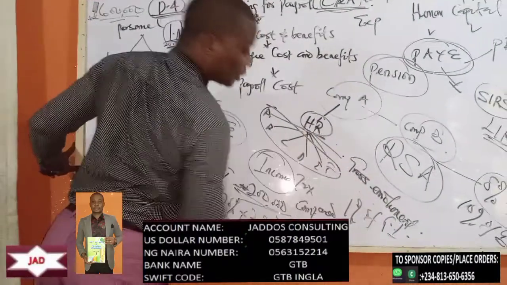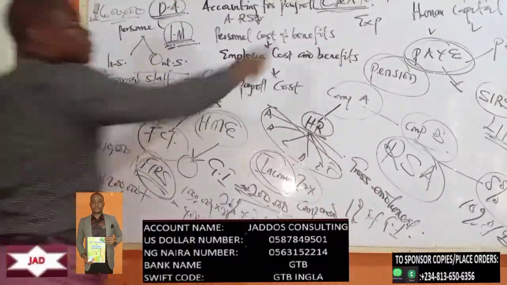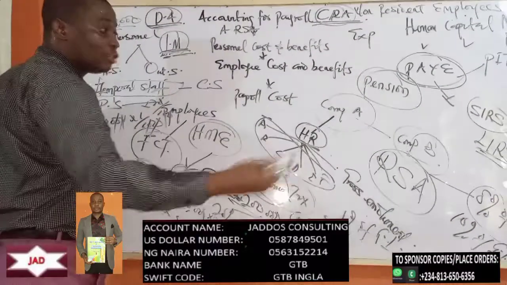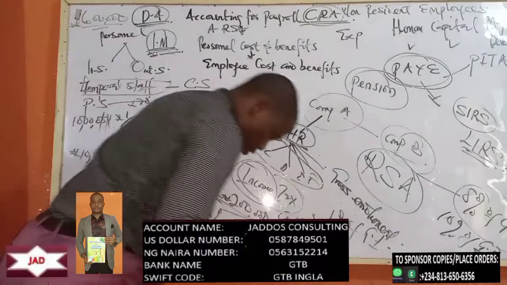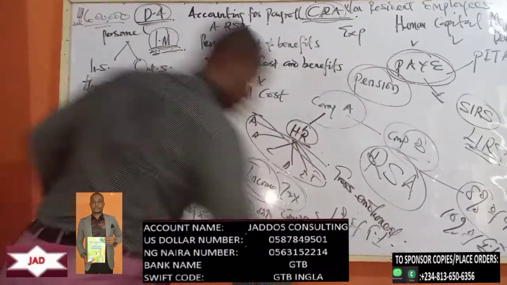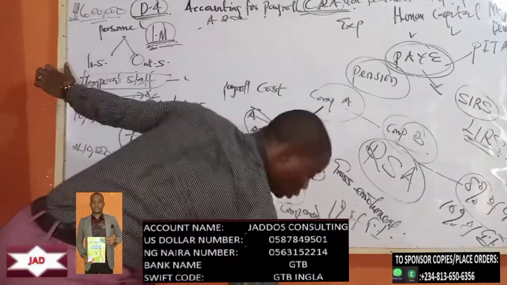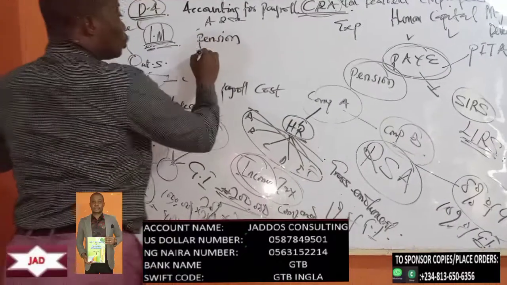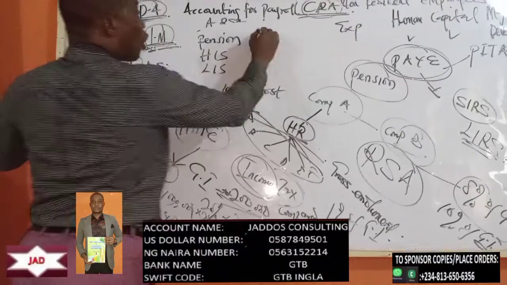So what we're saying is that aside from the Consolidated Relief Allowance, you can have contributions that you make to your pension. Okay? Make contributions to pension. You can also make contributions to your health insurance schemes or life insurance schemes or housing fund.